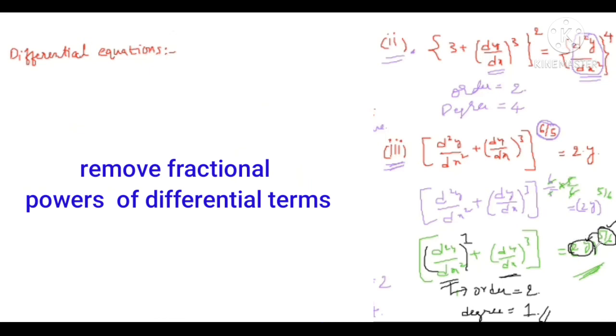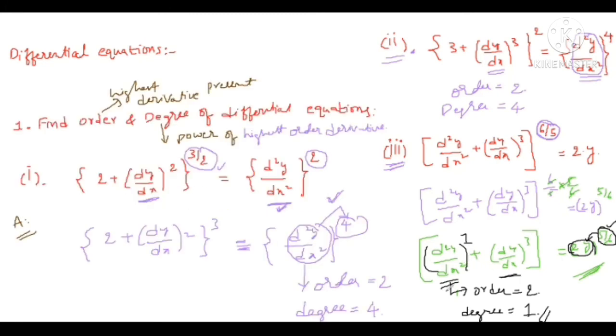Here we have the fraction 5/6 on the 2y term. For this term we have the fraction 5/6, but we do not have a fraction on d²y/dx² or the dy/dx term. So we can directly calculate the order from this. So d²y/dx² is the highest order, so the order is equal to 2, and for the degree, the power of the highest order derivative is what, 1, so the degree is equal to 1. So this is a second order differential equation with degree 1.